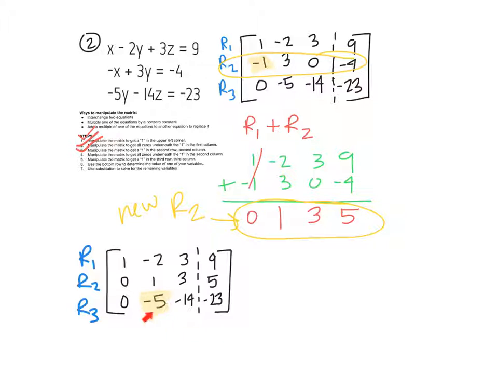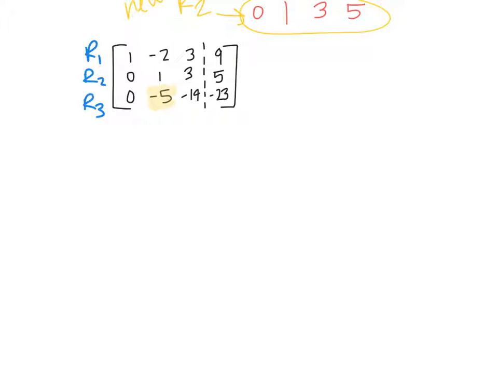If I want to cancel this to a 0, I need it to be a positive 5. So I'm going to multiply row 2 by a positive 5 so that it becomes a 5 right here when I add. So again, I'm going to multiply 5 times row 2 and add it to row 3 in order to replace row 3. So let's first start by multiplying 5 times row 2.